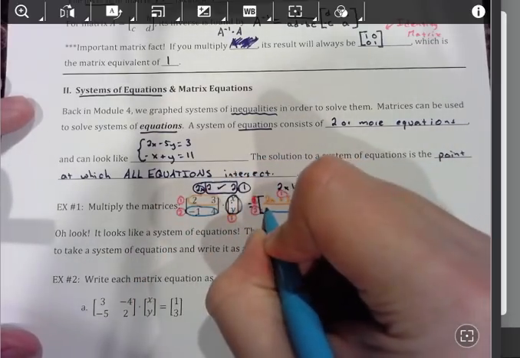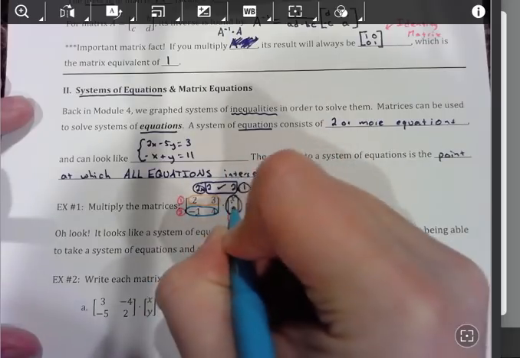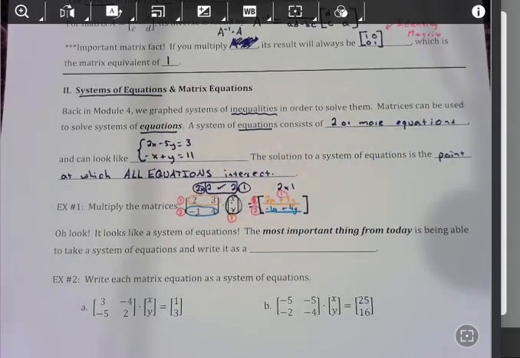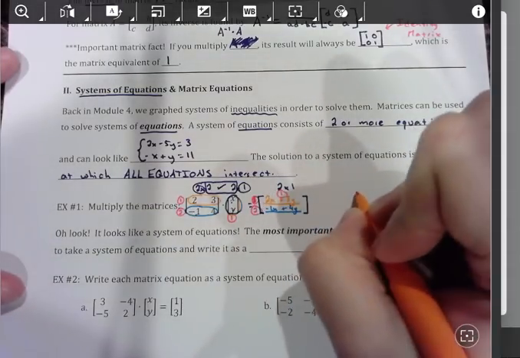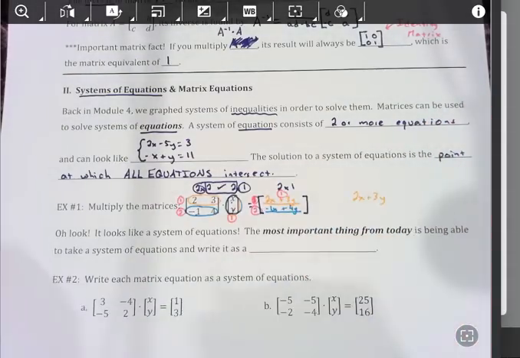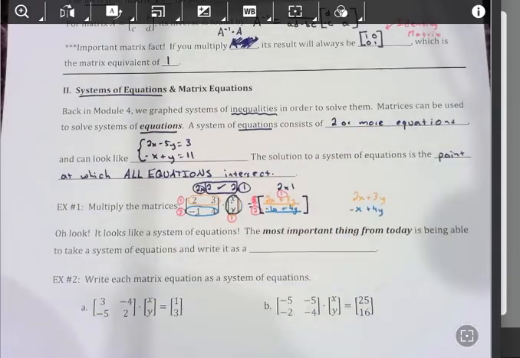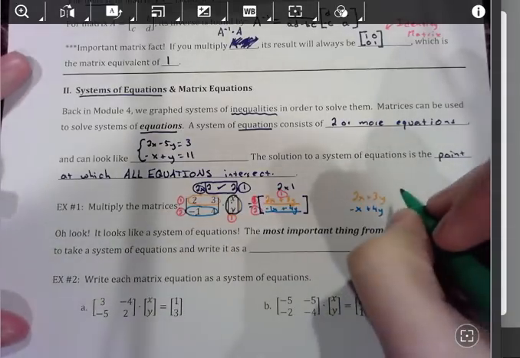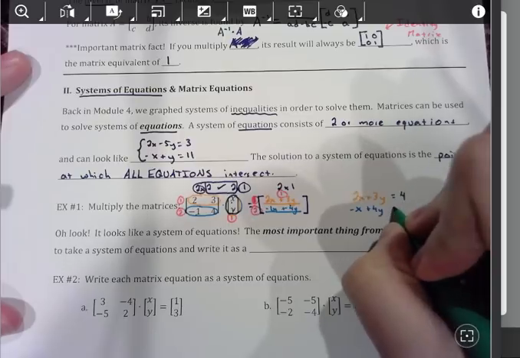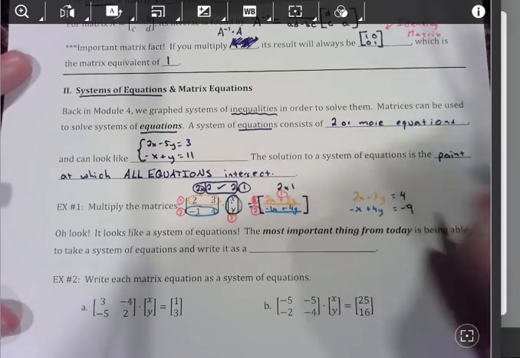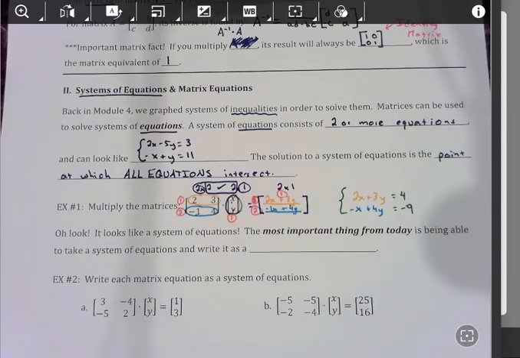So first times first, that's negative 1x, plus second times second, that's 4y. Notice that we can't really simplify that at all because you can't combine x's and y's together. But the thing that I want you to notice is that this kind of looks like a system of equations, right? Like if we took our 2x plus 3y and our negative x plus 4y, it's more or less a system of equations. It's just like equals, I don't know, 4 and negative 9. But this is basically a system of equations.